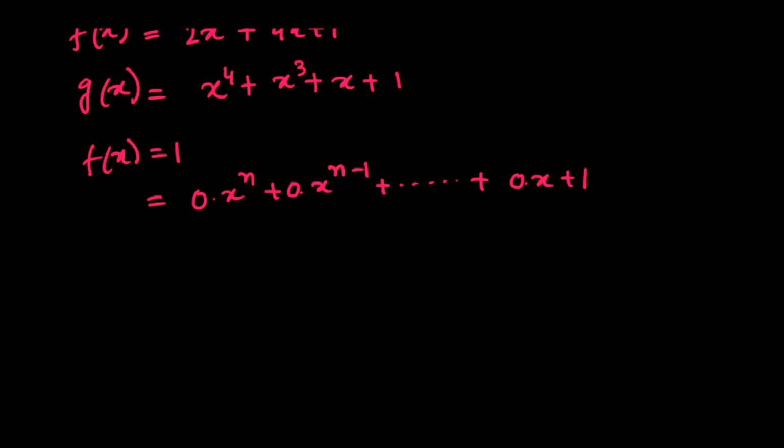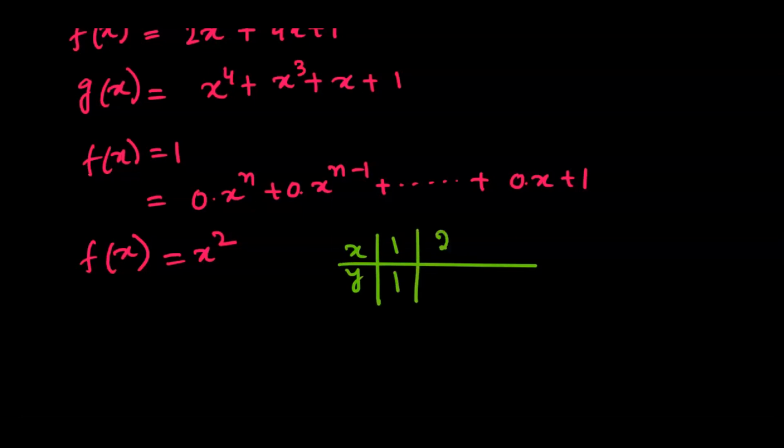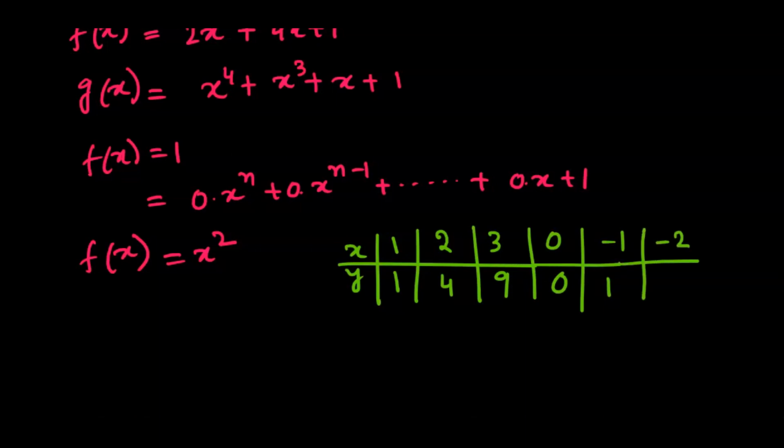So now let's try to draw the simple polynomial function f(x) = x^2. First, we again make the table of x and y. Take x equal to 1, then y is 1. x equal to 2, then y is 4. x equal to 3, y is 9. For x equal to 0, y is 0. x equal to minus 1, y is 1. x equal to minus 2, y is 4. x equal to minus 3, y is 9. Using this table, we can try to draw this polynomial function.